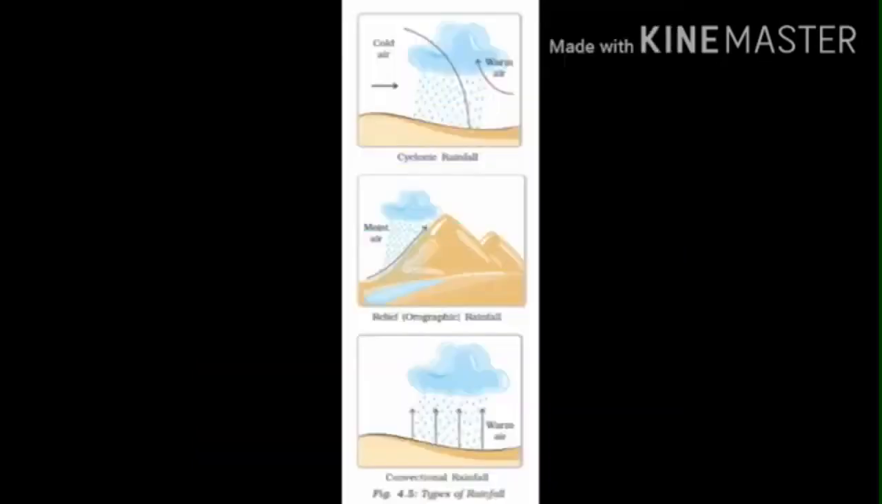Next one is moisture. Okay, children, what is meant by moisture? The water vapors present in the atmosphere is called moisture. Clear, children? The amount of moisture present in the air varies from place to place.